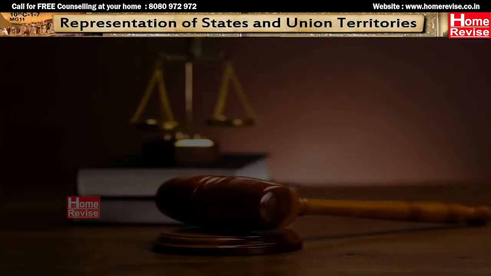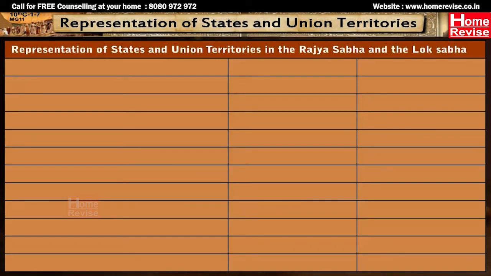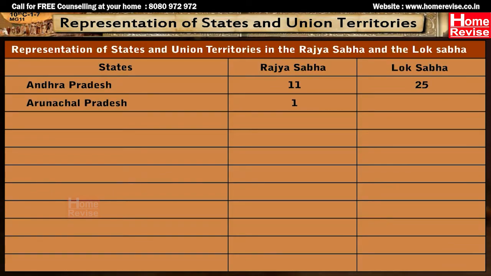Representation of states and union territories in the Rajya Sabha and the Lok Sabha. Here is a list of states and their members in the Rajya Sabha and Lok Sabha. Andhra Pradesh has 11 members in Rajya Sabha and 25 in Lok Sabha. Arunachal Pradesh, 1 in Rajya Sabha, 2 in Lok Sabha. Assam, 7 in Rajya Sabha, 14 in Lok Sabha. Bihar, 16 in Rajya Sabha and in Lok Sabha, 40.